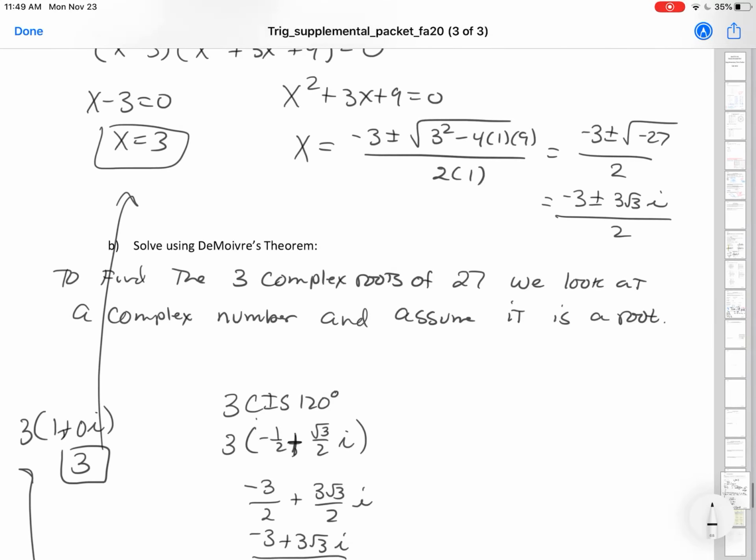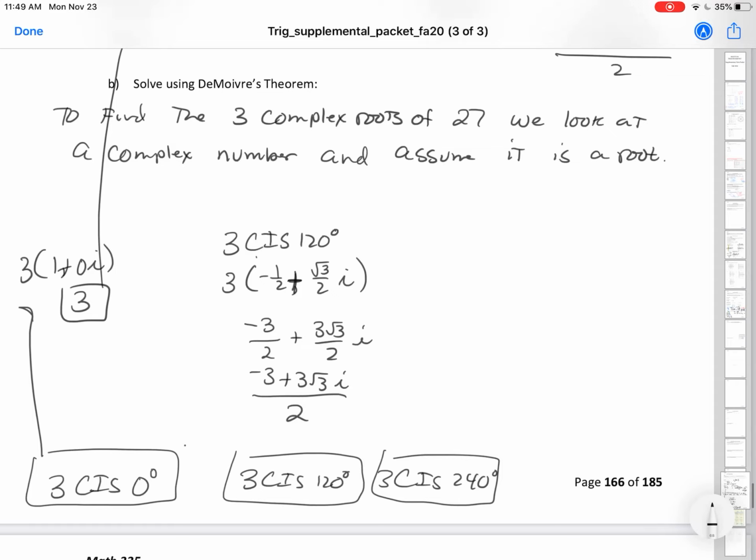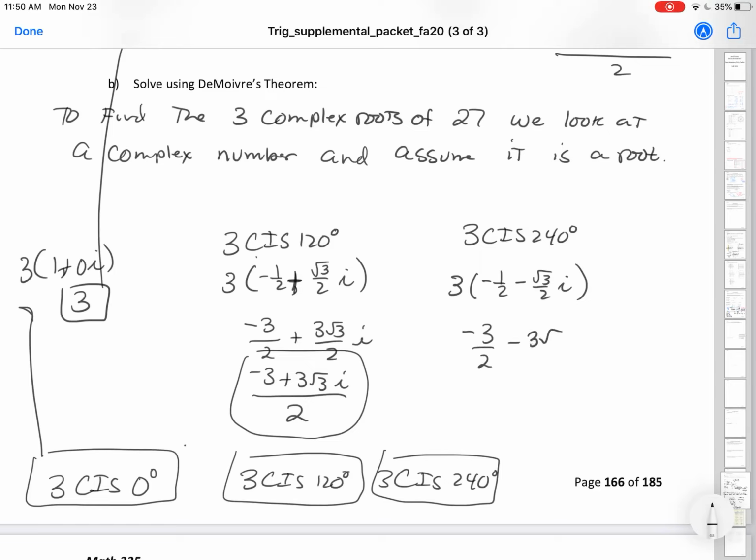It's right there. It's the plus part of that answer. And so we get our second one. And guess what we get when we get 3 CIS 240? Well, we get 3. And 240 is also a 60-degree reference angle, but in the third quadrant. So we get negative 1/2 minus root 3 over 2i. And we get negative 3 over 2 minus 3 root 3 over 2i. And we get the exact same solutions that we got out of the quadratic formula.